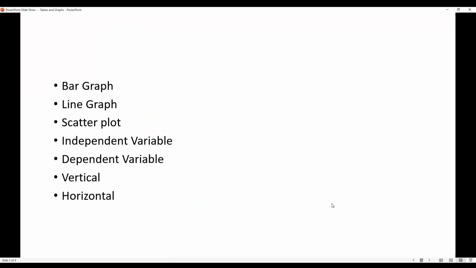Today we're going to be looking at these terms. We're going to be looking at bar graph, line graph, scatter plot graph. We're going to also be talking about the independent variable versus dependent variables. We're going to also look at the difference between vertical and horizontal.